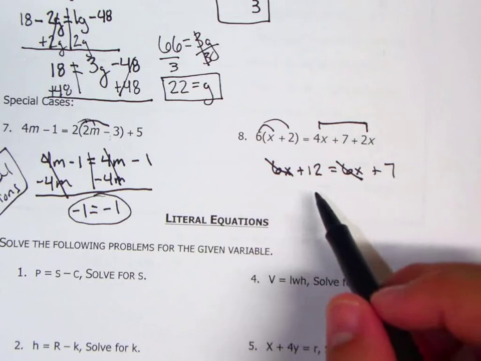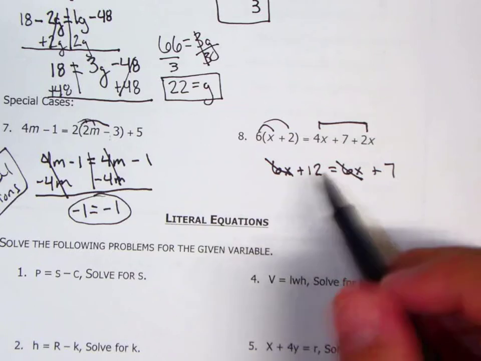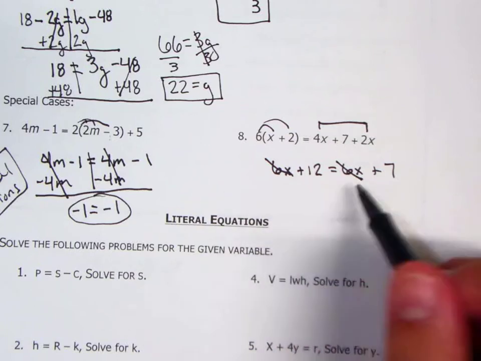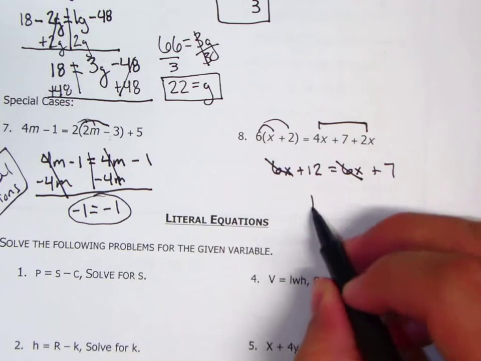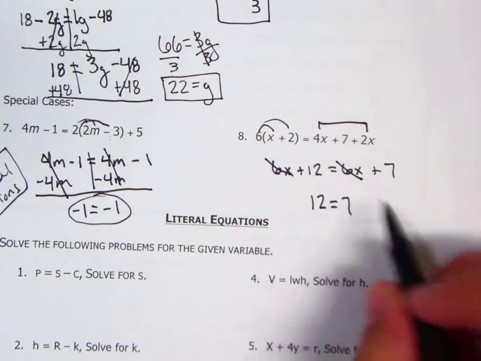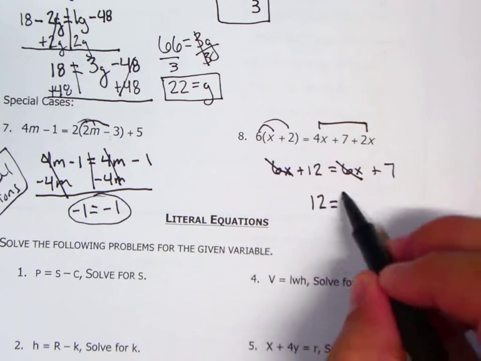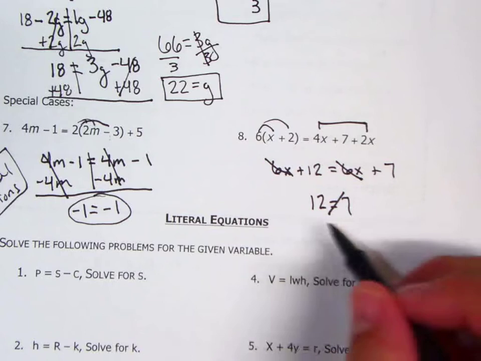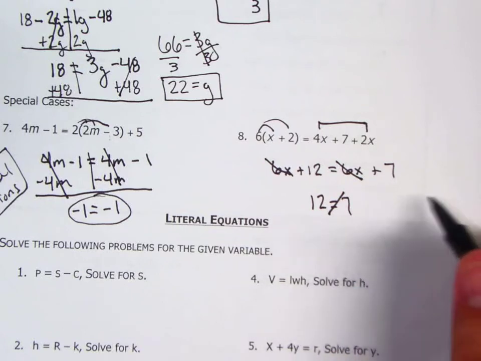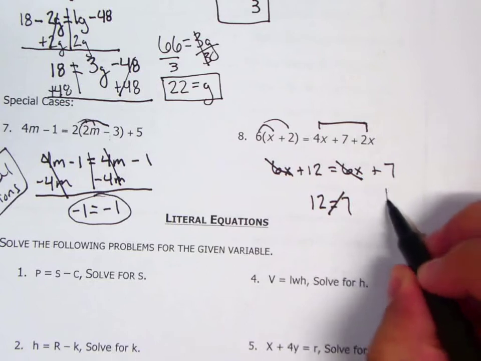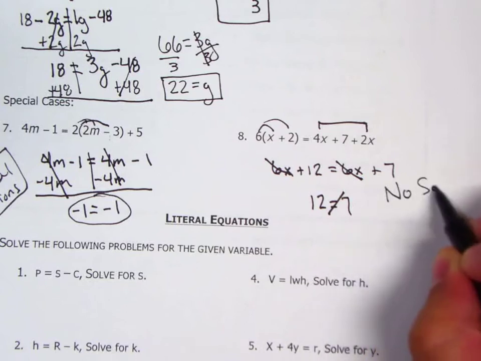Just make sure that when you say they're the same, they are exactly the same. One's not negative. They're both positive, exactly the same. They both cancel, and so what you get is 12 equals 7. Now here's the other case where 12 does not equal 7. You get an answer that is not true. In this case, it means there are no solutions.